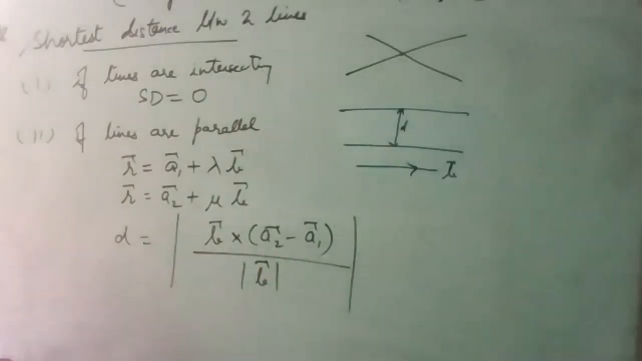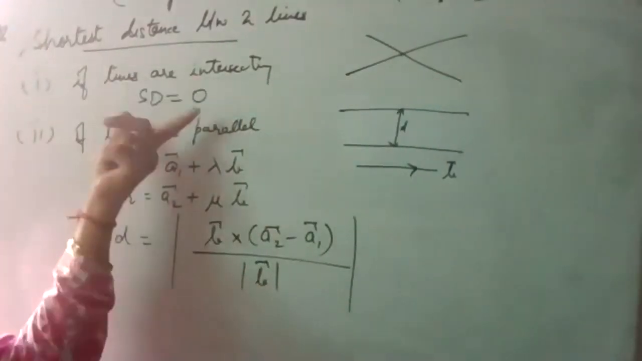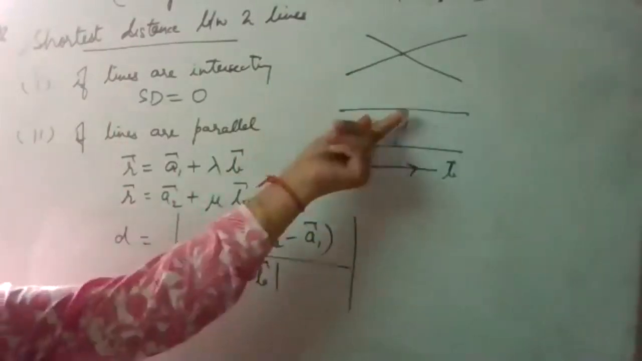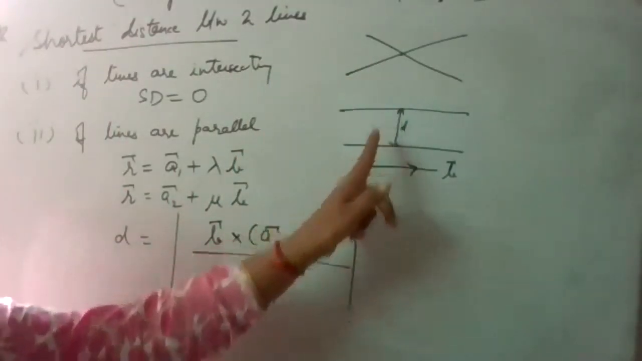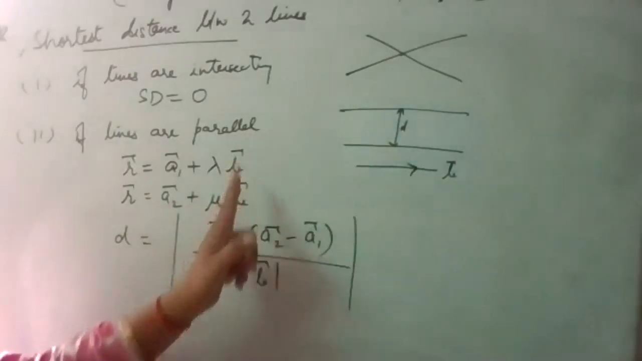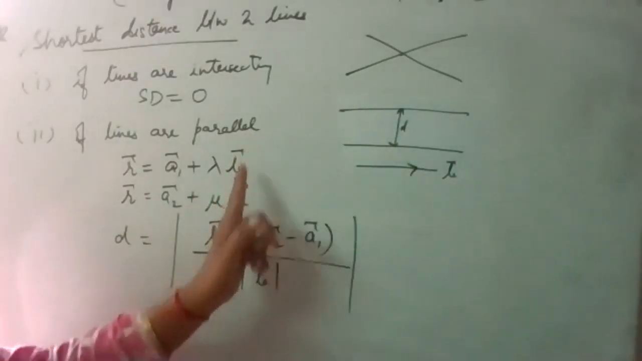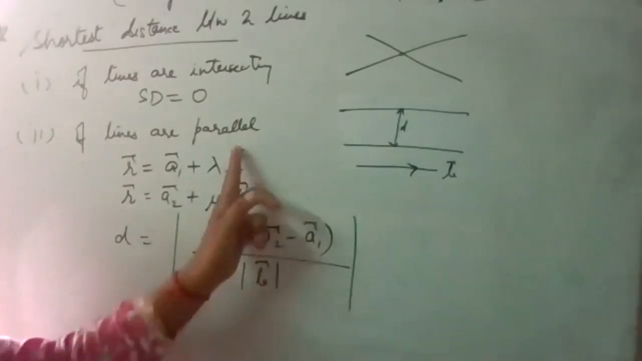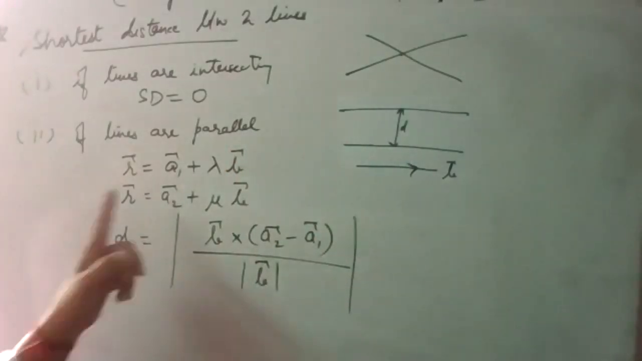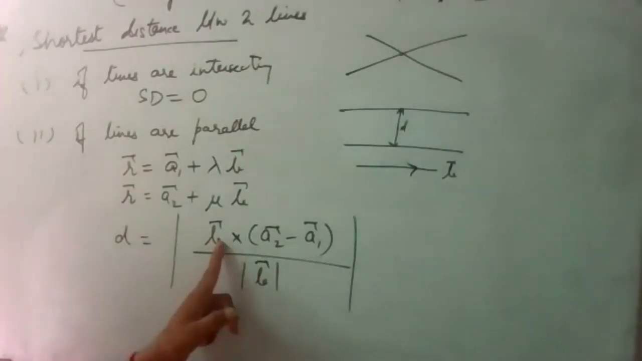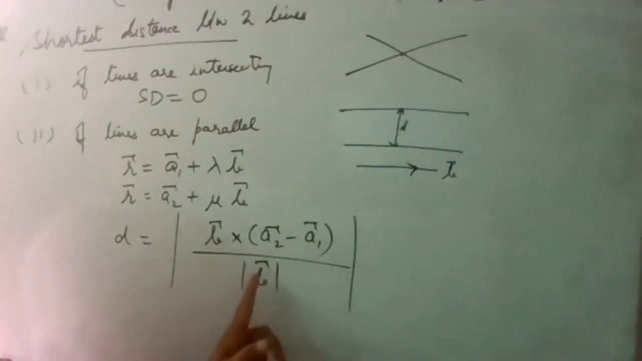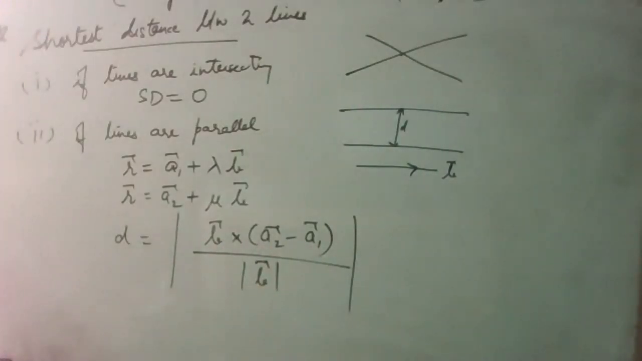We are discussing all the 3 cases. What type of lines can be there to find out the shortest distance? The one is if the lines are intersecting, shortest distance will be 0. If two lines are parallel, then there will be a vector which will be parallel to both of the given lines. So when we are writing down the equations of these lines, this parallel vector will be the same, and the point through which they are passing will be different. Then the shortest distance is given as b vector cross a2 minus a1 upon magnitude of b.